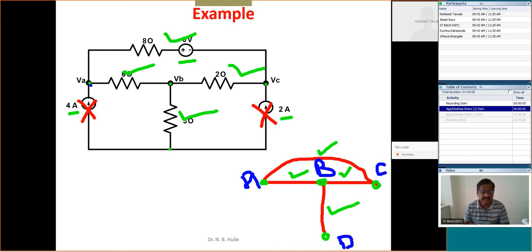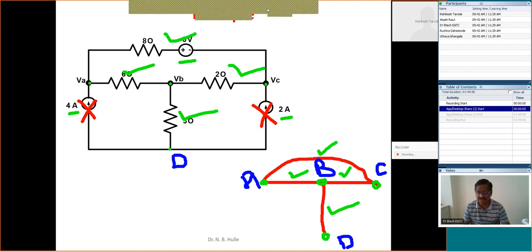In that case, between this A and D, as far as this path is concerned, there is only a current source. That's why the current source will be replaced by the infinite resistors, as well as this current source is also replaced by the infinite resistors. This is the complete graph of the network. Is it right? This is the complete graph of the network.